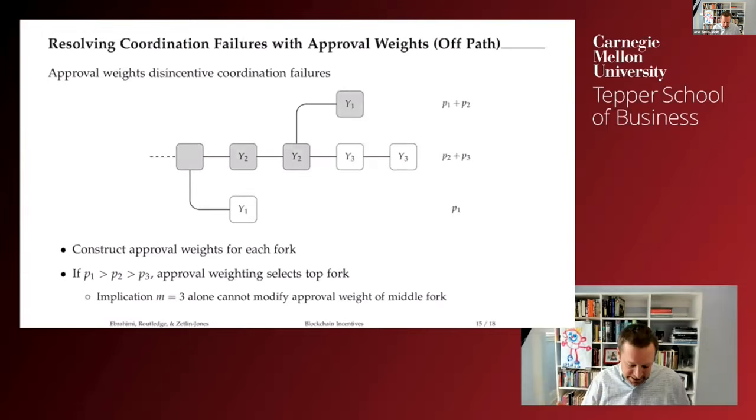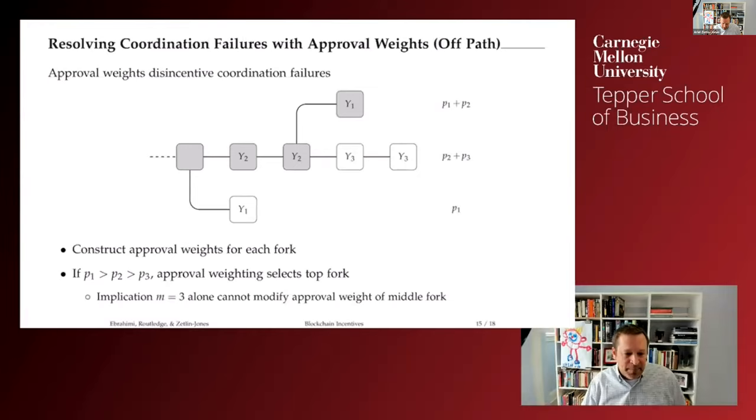So before, if I apply the same logic of the coordination problem, it says if Y3 is big enough, miner 3 should want to deviate. But what happens if miner 3 deviates? If miner 3 deviates, they add a block that only miner 3 cares about. They don't change the approval weight. So they don't change the future behavior of any other miners. Their value is already incorporated there. In other words, no miner on their own under these approval weights can induce a switch in the future behavior of other miners. And that's different from longest chain. Okay, so that can resolve the coordination failure.